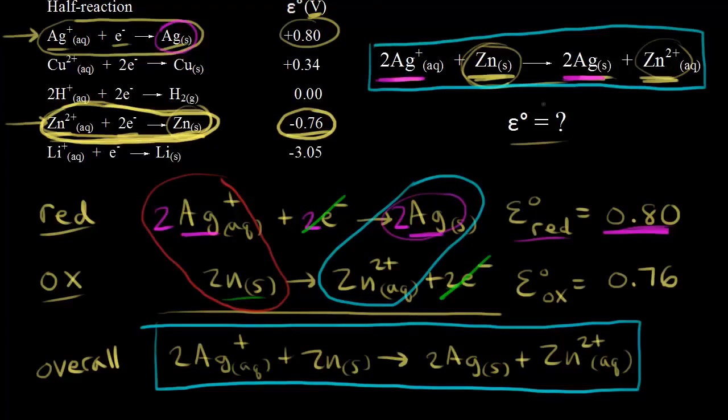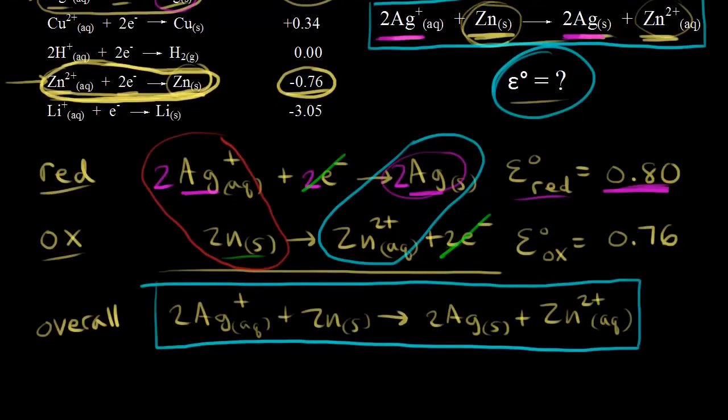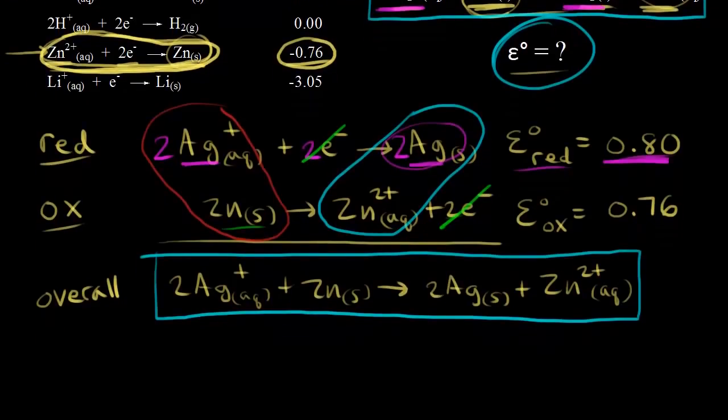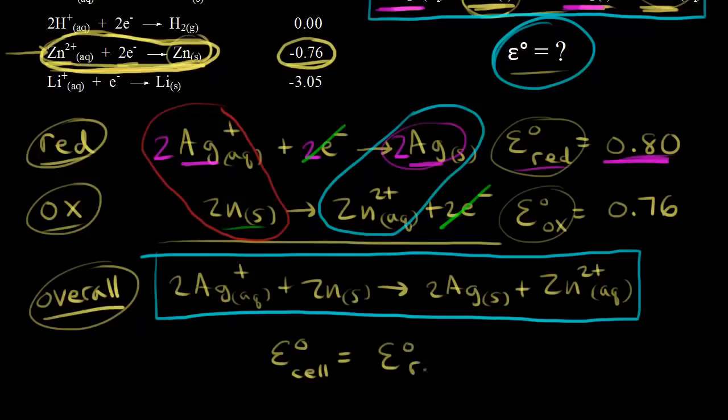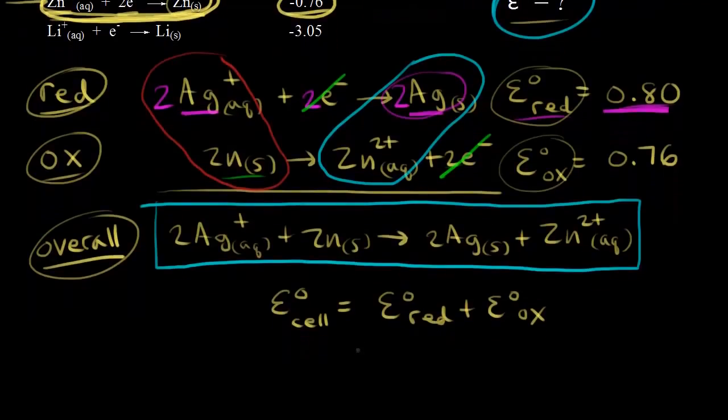But remember, they wanted us to find the standard cell potential. So how do we find the standard cell potential? We talked about how to do this in an earlier video. To find the standard cell potential, you can think about how we found the overall reaction. We added the reduction half reaction and the oxidation half reaction together to get the overall reaction. So to find the standard cell potential, we need to add the standard reduction potential and the standard oxidation potential together. If we do that, we should get the standard potential for the cell. So let's go ahead and do that.